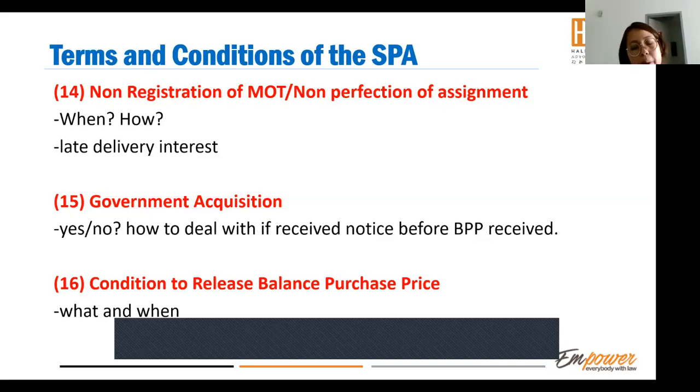Normally, it could only be released after the MOT, after the charge is presented at the land office, normally after 7 days, 14 days of the presentation, right? Or after the apportionment of outgoings is done, or after the relevant deduction of the apportioned outgoings, and after the VP, the vacant possession, is delivered. If together with the tenancy, after the rental deposit is transferred to the purchaser, or after the apportionment of rental, all those things are conditions to release.